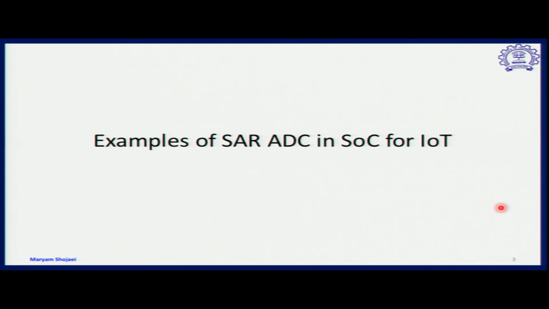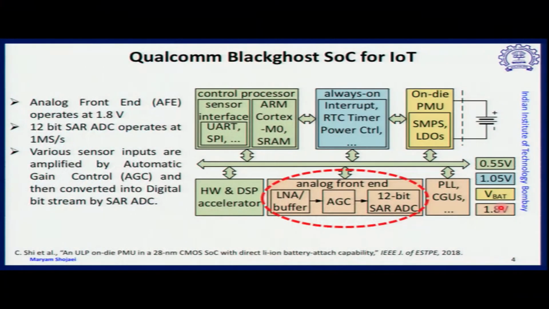Before starting the main content, it's important to know how useful this architecture is. Therefore, I want to show you two recent examples of published works by industry in this area. The first example is Qualcomm Black Ghost system on chip for IoT. This is a commercial product, but it has also been published in 2018. I have written the paper title at the bottom of this slide, so interested audience may refer to that paper.